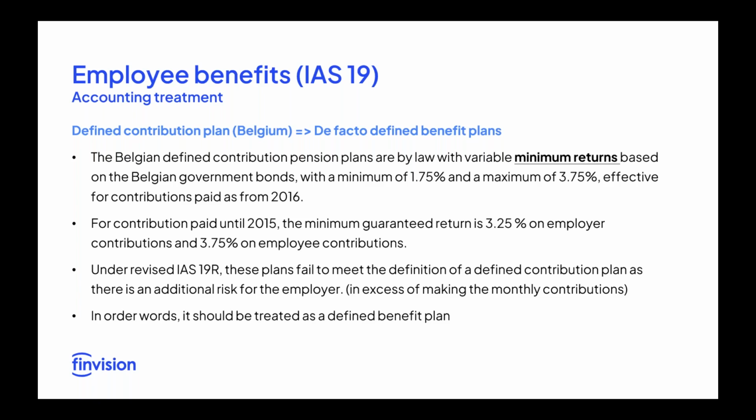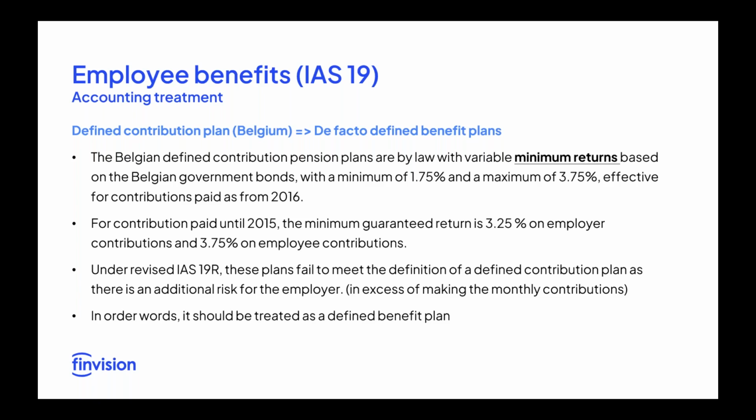Initially, that was set at 3.25% for the employer, and 3.75% for employee contributions. However, given financial returns in the market went down in 2010 and beyond 2008, more and more insurance companies indicated, look, we cannot guarantee anymore the minimum returns foreseen by the law, so they went down.